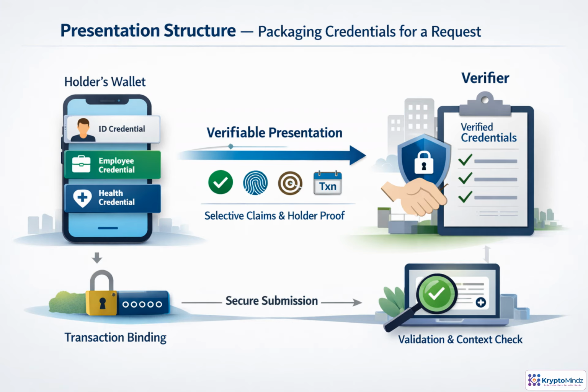A verifiable presentation is a custom bundle your wallet assembles to answer a specific request. It doesn't have to send whole credentials. It can reveal just the claims the verifier asked for. The wallet also adds proofs that you're the legitimate holder, plus details that bind this package to a single transaction. The verifier then checks both the cryptographic proofs and whether the data makes sense in this exact context.